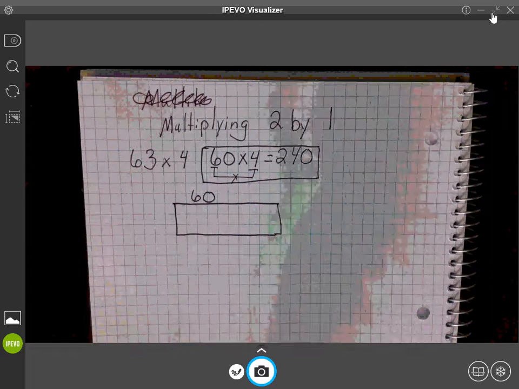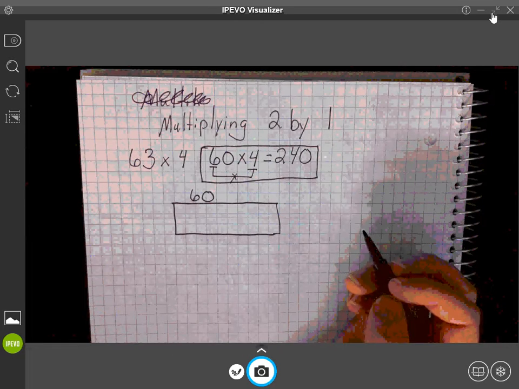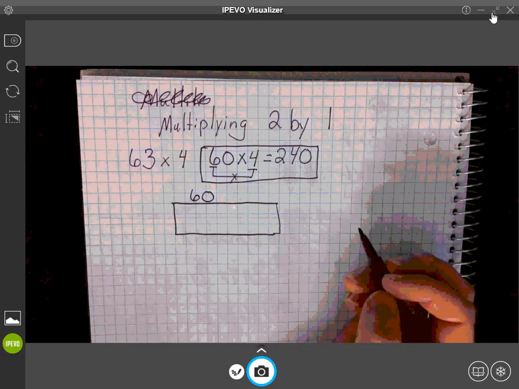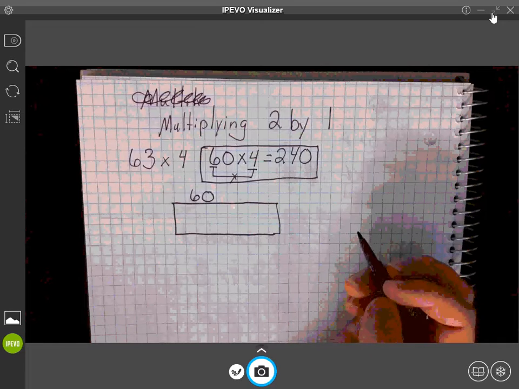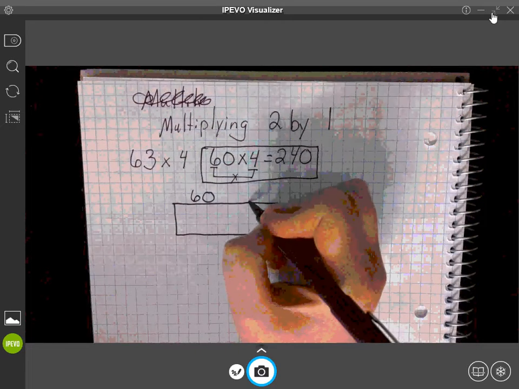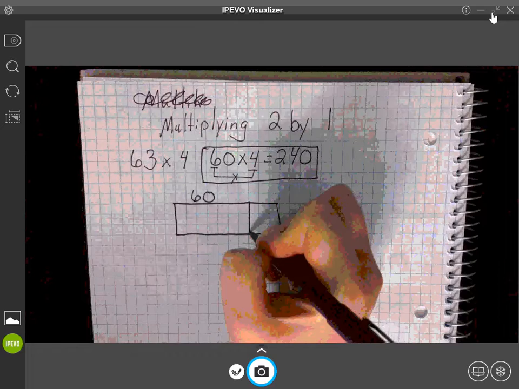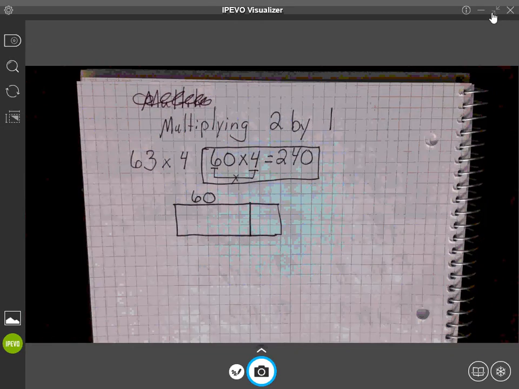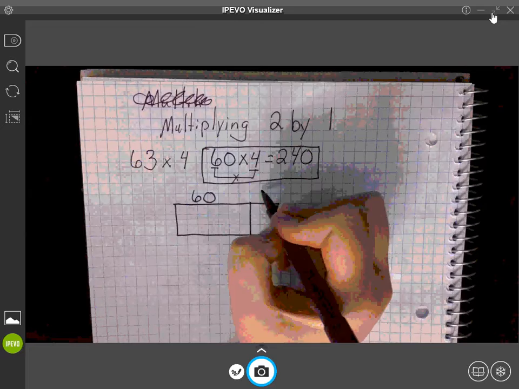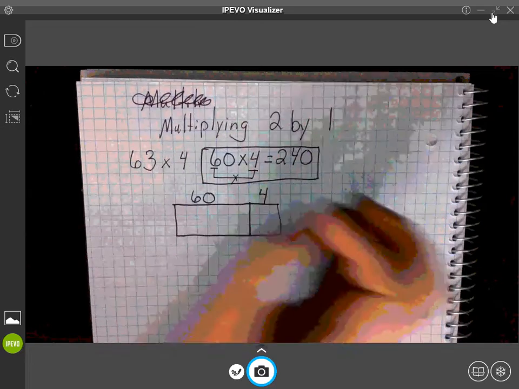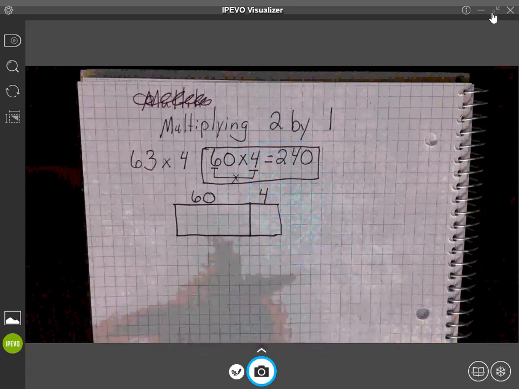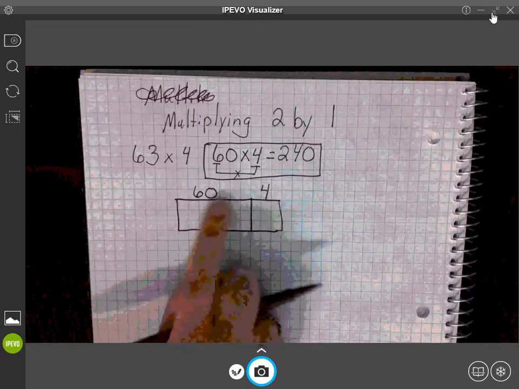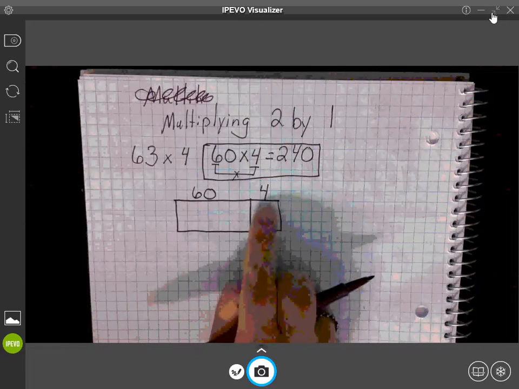Then I'm going to draw a line. Now watch where I draw this line because it's not going in the center. It's going to go off to the side a little bit. Like that. And then I'm going to put a 4 on top of that little box there that I made. So 60 goes with this box and 4 goes with this box.